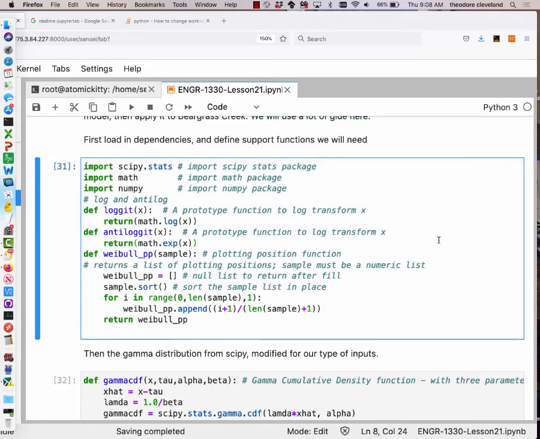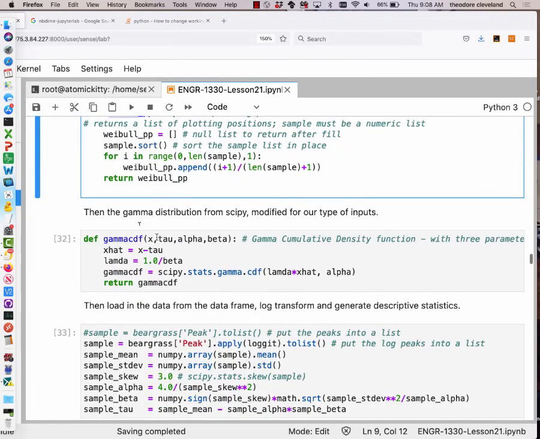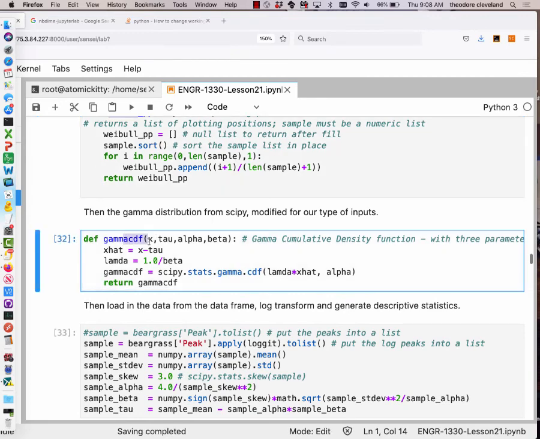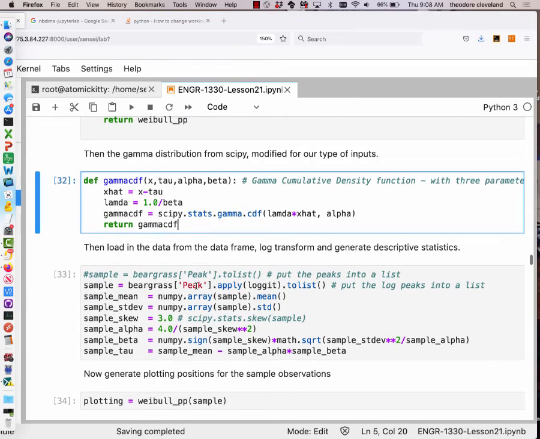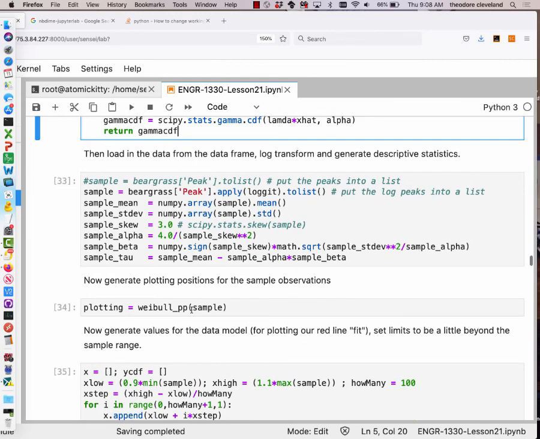Okay, so let's get the glue out, and we'll use our logit function that we've already invented. Anti-logit, Weibull, already built. We just put those in as functions. And then we'll get the gamma CDF function, and we're going to pull it from SciPy stats, and then we're going to feed it its parts in the fashion that it's expecting so that we can get the distribution function back.